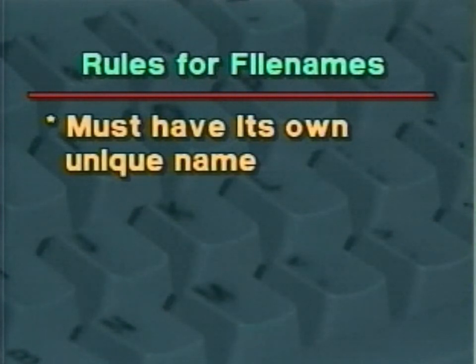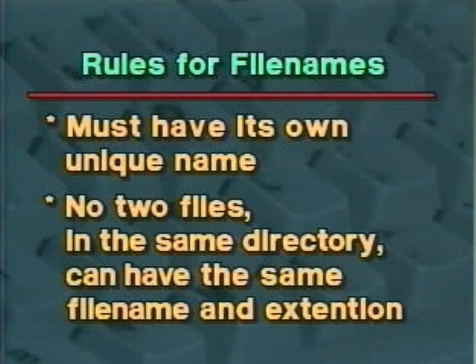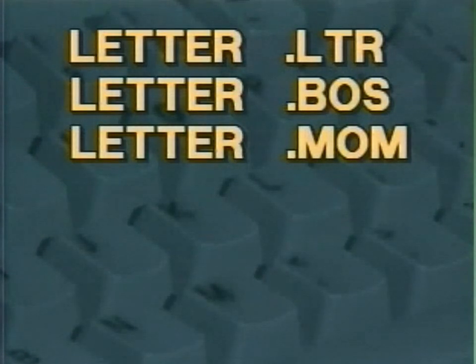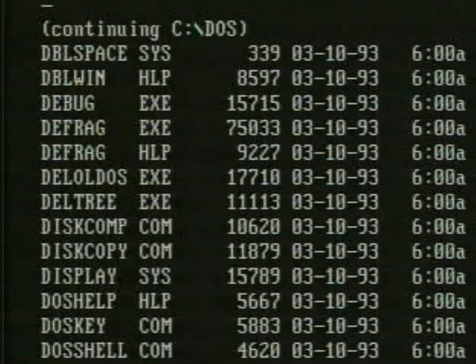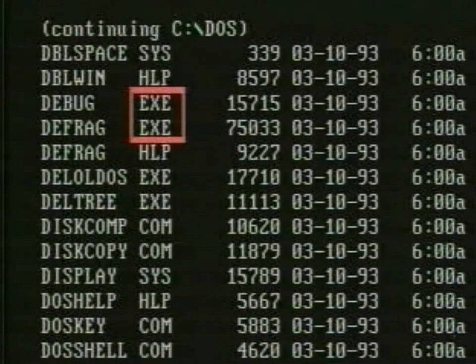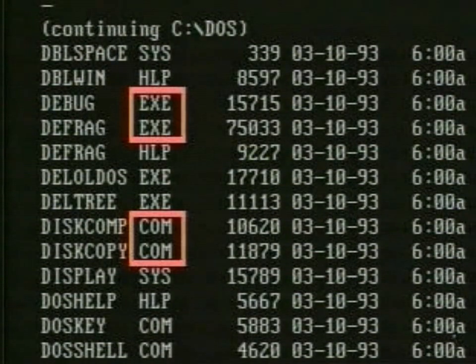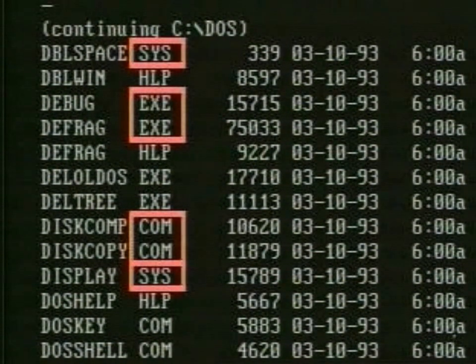Oh, one more thing. Each file must have its own unique file name and extension. No two files in the same directory can have the same file name and extension. The extensions must be different if the file names are the same, and the file names must be different if the extensions are the same. As you can see on the screen, there are files with the extensions EXE, COM, and SYS.